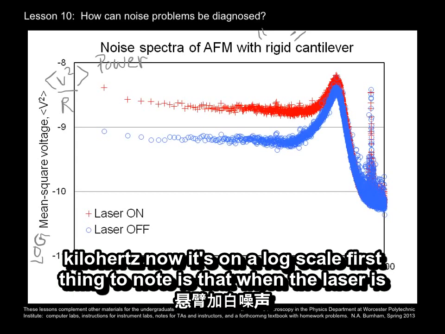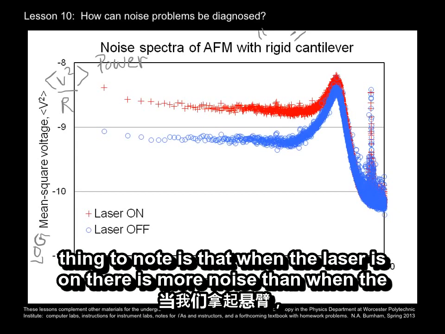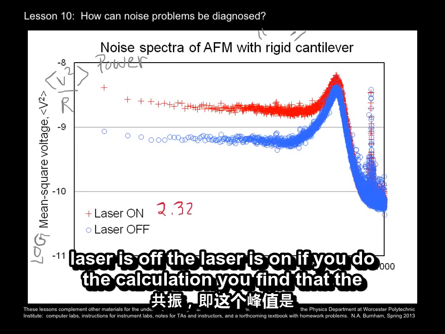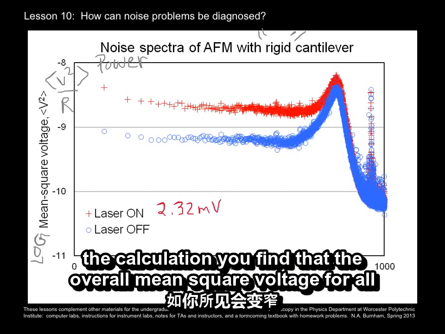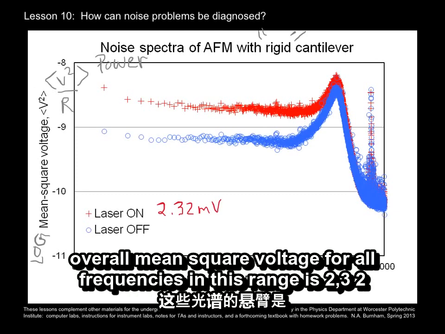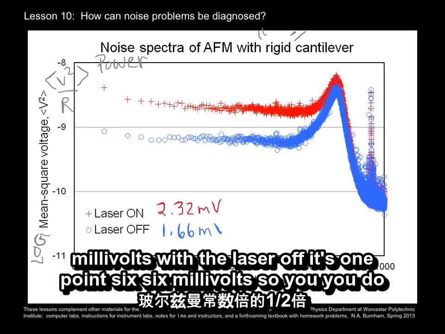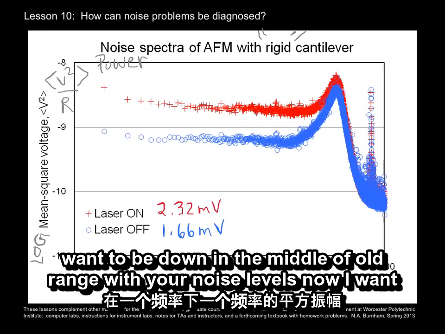First thing to note is that when the laser is on, there is more noise than when the laser is off. When the laser is on, if you do the calculation, you find that the overall mean square voltage for all frequencies in this range is 2.32 millivolts. With the laser off, it's 1.66 millivolts. So you do want to be down in the millivolt range with your noise levels.